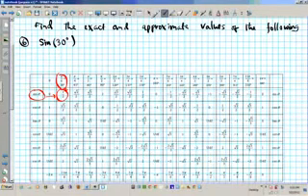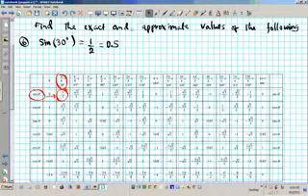Alright? So sine 30 degrees is 1/2, and in decimal form, 1/2 is equal to 0.5. So there you have it. I want you to give me the answer in fractional form and also in decimal form. Now let's take a look at number 7.